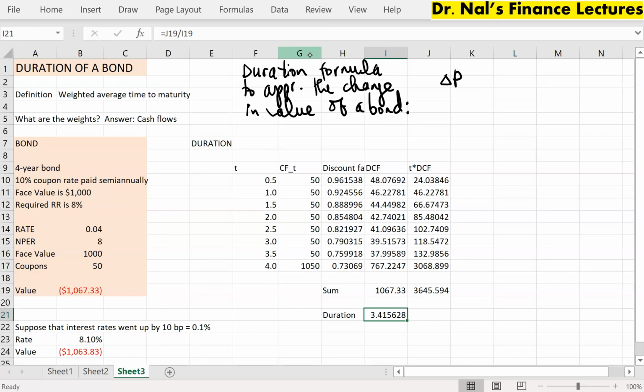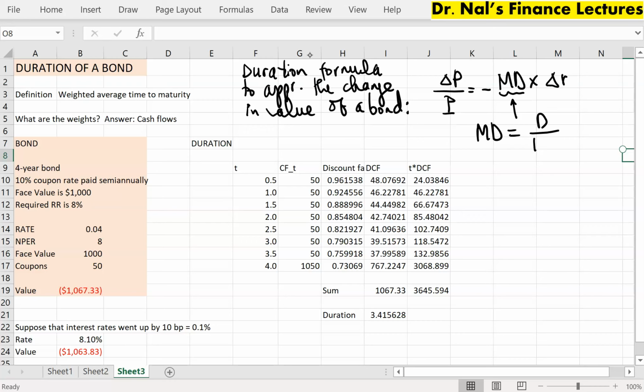The change in the price of a bond divided by the original given price is simply equal to minus modified duration times the change in the interest rates. Let's put the letter R. Here you might wonder, what does this represent? Modified duration is simply duration divided by 1 plus R. But in our case, because it's semi-annual, I need to divide R by 2. That's pretty much it. So let's create here a space to make that calculation.